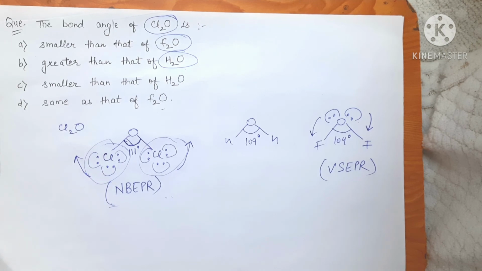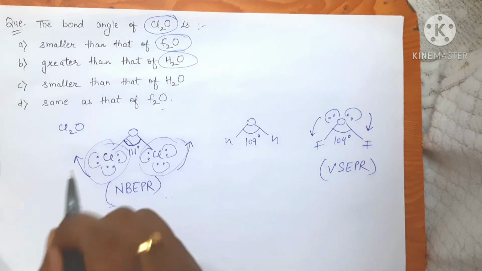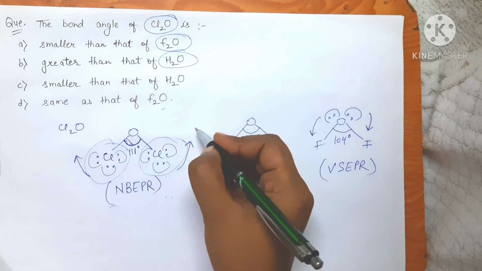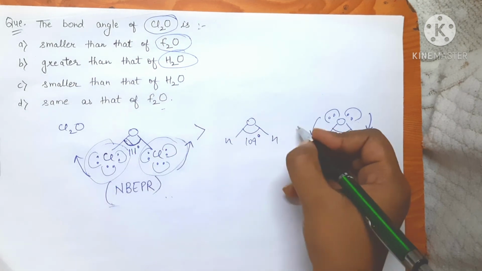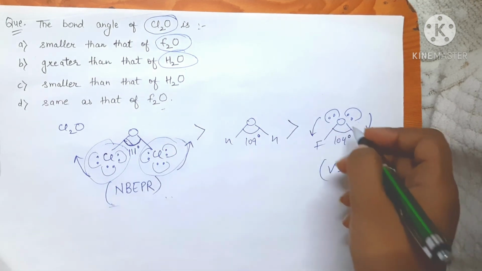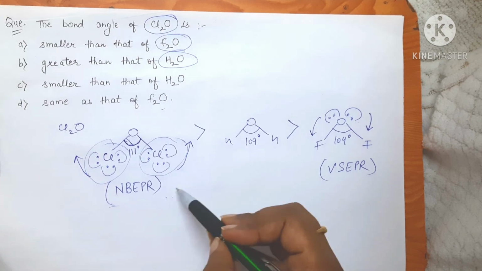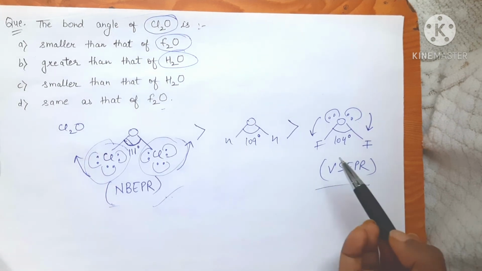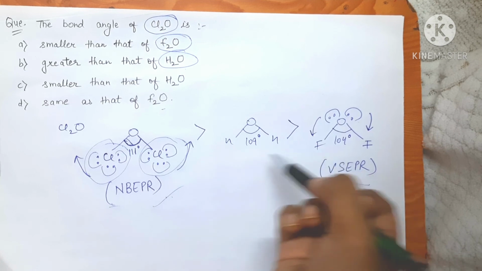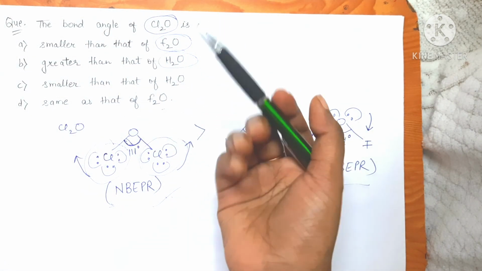So if you compare the bond angles, what we find is that Cl2O has the highest bond angle, followed by H2O and then OF2. So why is this happening? Due to the concept of NBEPR and VSEPR that we have studied in a very elaborate manner. So for this question you should know about NBEPR and VSEPR, then you can compare very easily and find out the correct option.